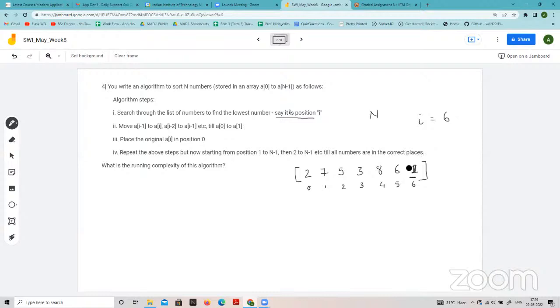So a of i minus 1, a means array. Okay, so this a is the array. All right, what we have to do, we have to keep moving this number. See, this a of i minus 1 has to be shifted to a of i. Okay, so what will happen, first I'll remove this.